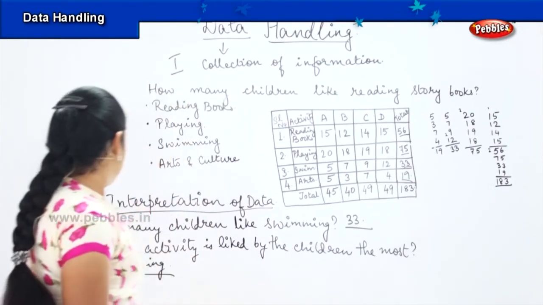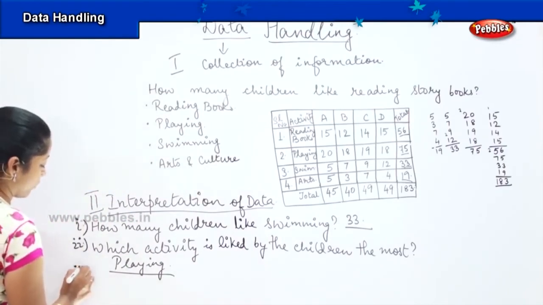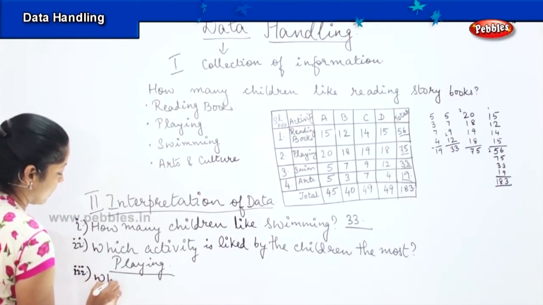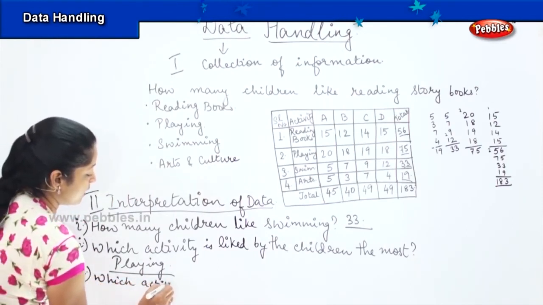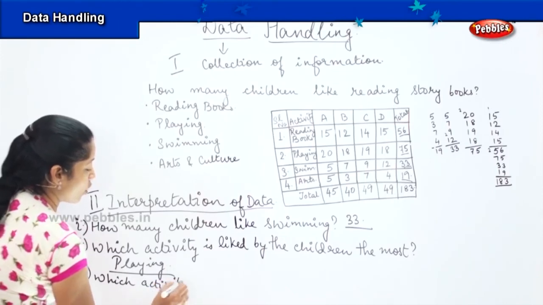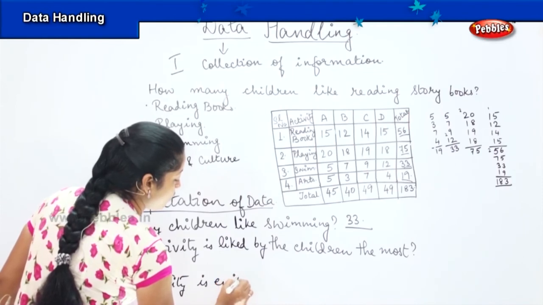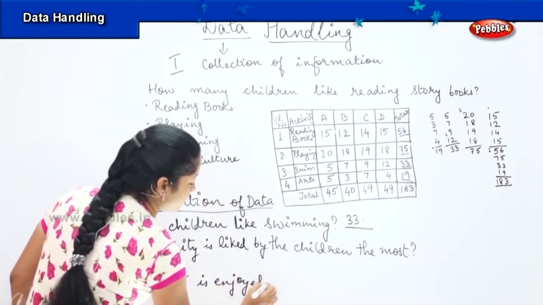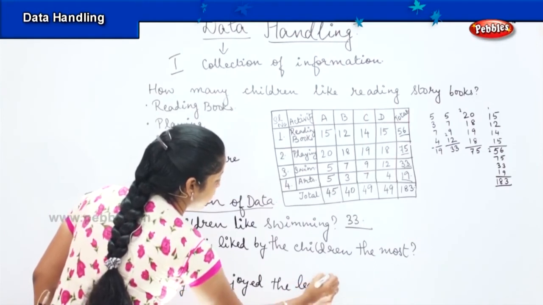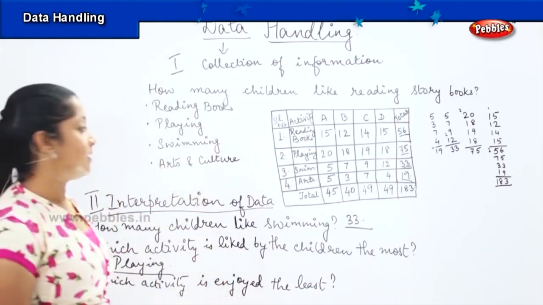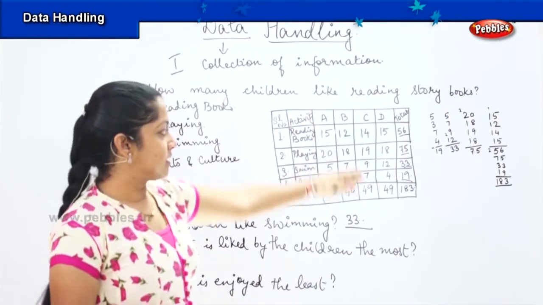Okay. Now if I ask you the last question from this data, which activity is done the least or is enjoyed the least? So can you see the data and let me know? Out of the 4 activities, which is the activity which is being enjoyed the least? Is it reading books, playing, swimming or arts? So just see and tell me.